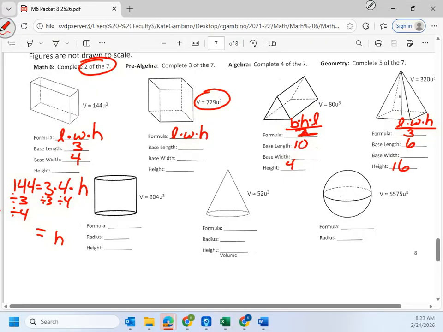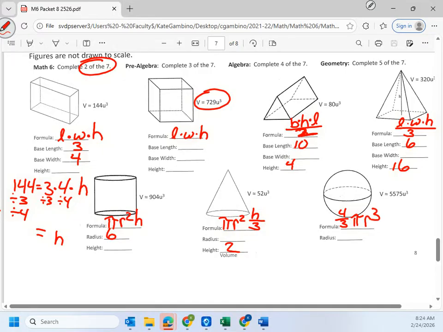For our cylinder, that is pi r squared times the height with a radius of 6. Our cone is pi radius squared height divided by 3 with a height of 2. And our sphere is 4/3 pi r cubed.